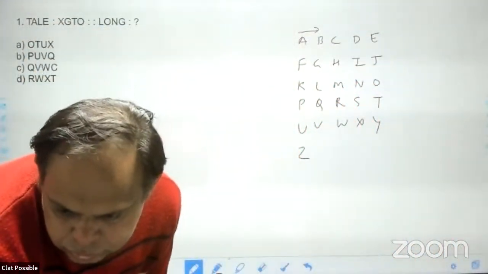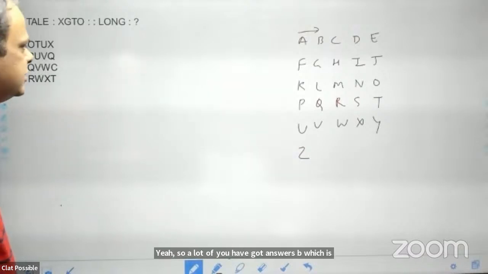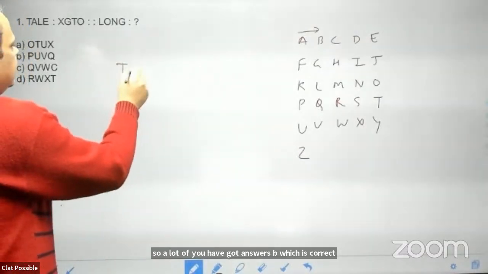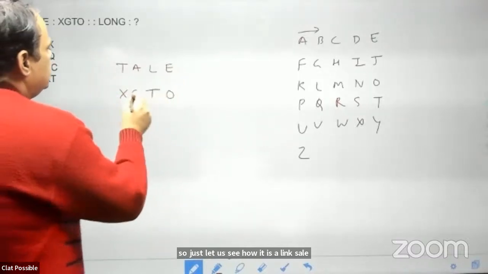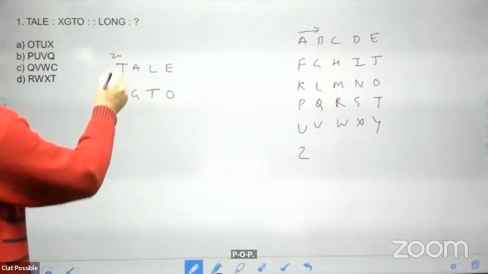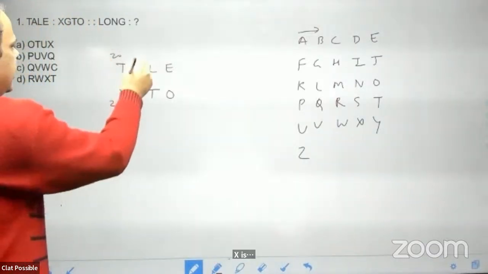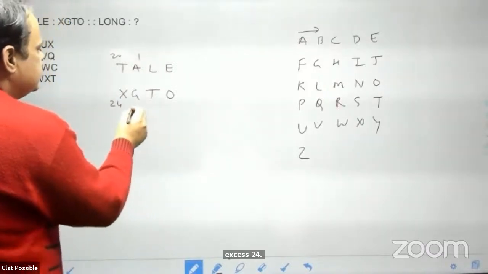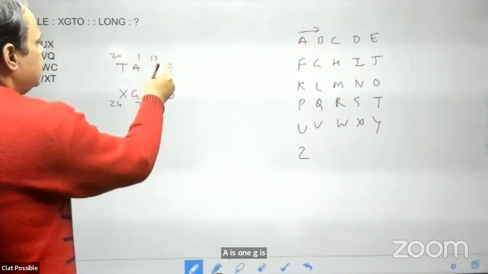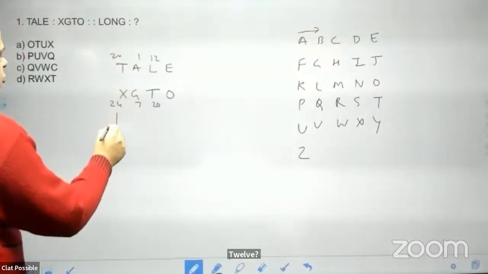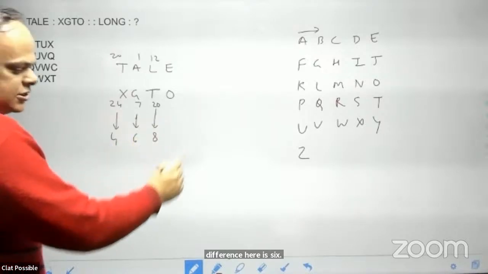B होगा. Yeah, so a lot of you have got the answer as B, which is correct. So let us see what the link is. Tail in X G T O. T is 20, X is 24, A is 1, G is 7, L is 12, T is 20. So the difference here is 4, here is 6, here is 8. So the difference is increasing by 2.